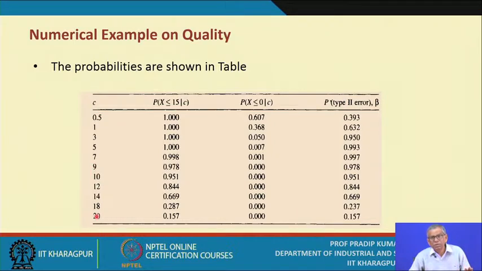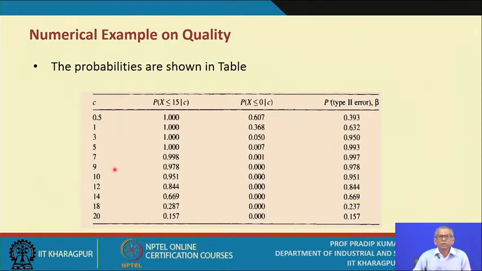So, what is the basic assumption? The basic assumption is that these C values are feasible. That means there is a possibility that the number of non-conformities may assume all these values. Is it okay? So, you have to be careful. It just cannot be any value.